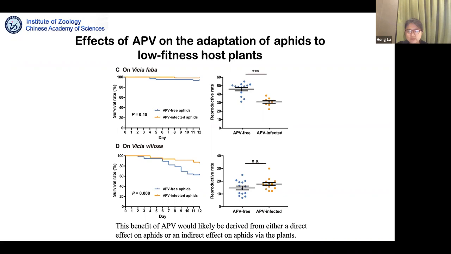On low fitness host plants, APV was beneficial for the survival of PAVs. This benefit of APV would likely be derived from either a direct effect on PAVs or an indirect effect on PAVs via the plants.